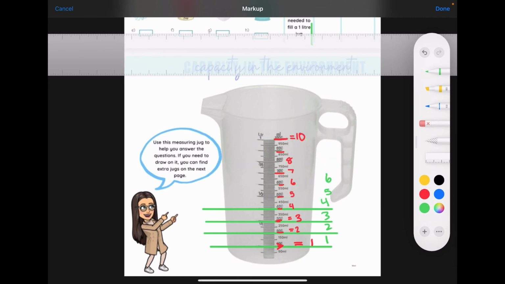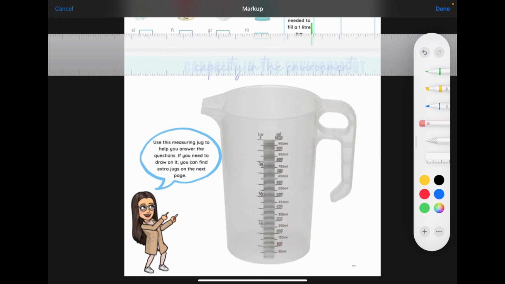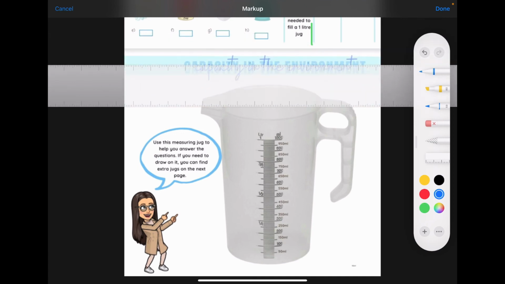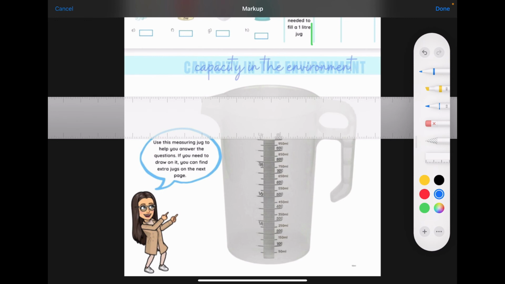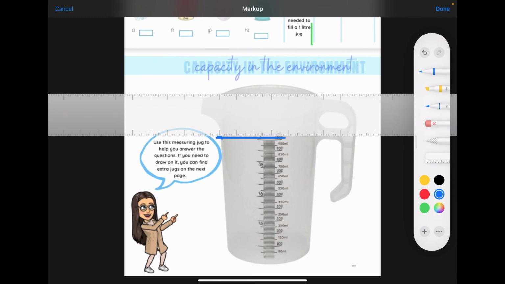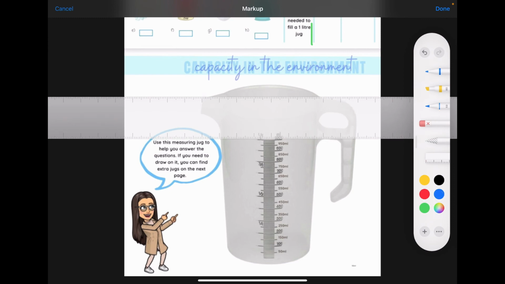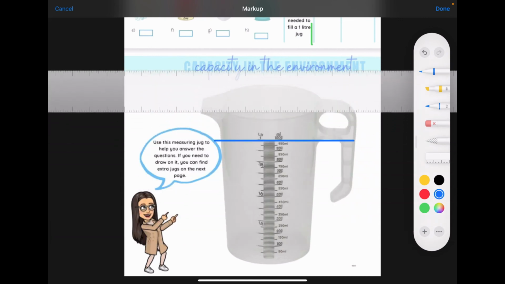So I'm going to rub all this out so we can start from scratch. Now, like I said, if you have these measuring jugs printed out and you don't want to keep scribbling all over it, what you can do is you could either do it in lead pencil, so you can rub it out. However, I have also included another lot of measuring jugs on the next page that you could also use to help you.